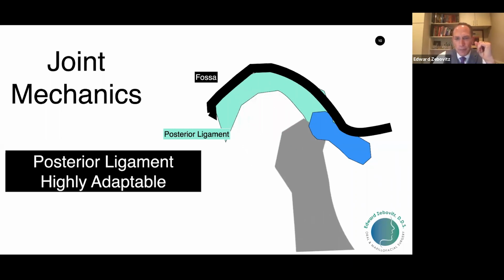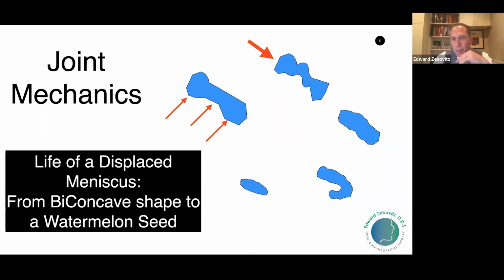So, okay, a couple of things. I like to describe this as the life of a displaced meniscus. What I mean by that is that when a meniscus or a disc displaces, it usually starts off as this beautiful shape, a biconcave disc.